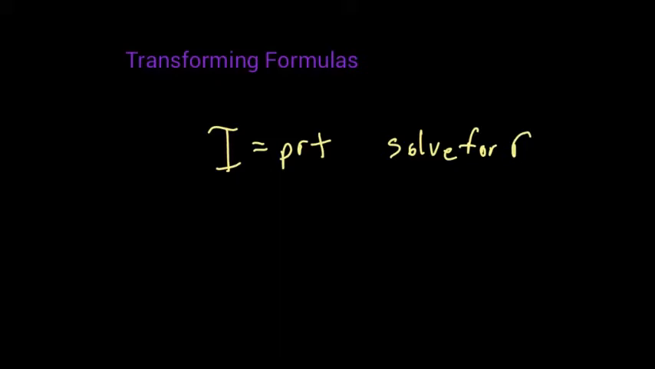Alright, so what's being done to the R? We're multiplying it by P and we're multiplying it by T. So the opposite of multiplying by P and T would be dividing by P and T. So R would equal I divided by PT.